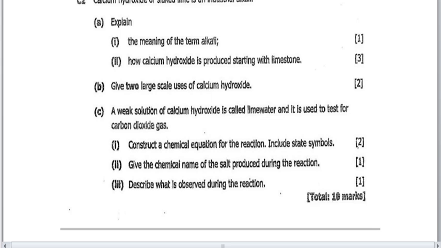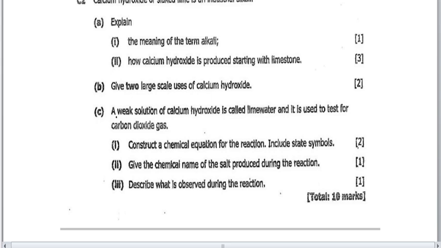We go to part B. Give two large-scale uses of calcium hydroxide. Any uses of calcium hydroxide? Number one, it is used in neutralizing acidic soils. Number two, it is used in making bleaching powder.